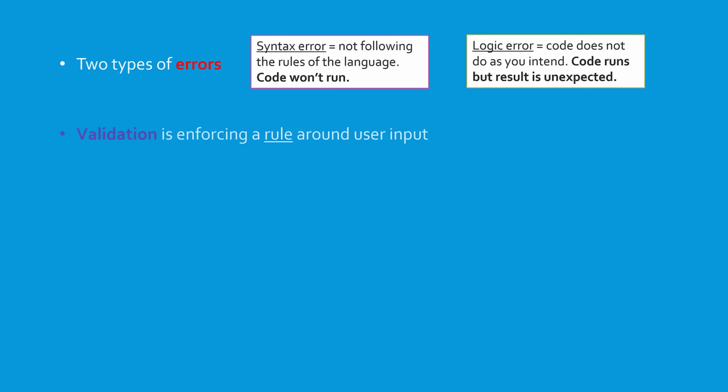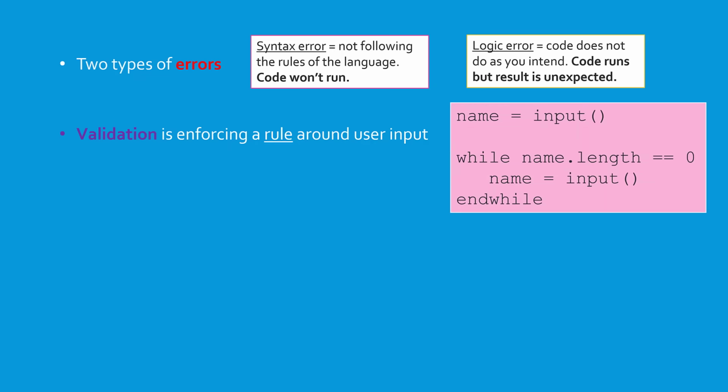And part of your defensive design should be validation. Validation is enforcing a rule around user input, and the rules can vary. Most often this will be a while loop, so you keep asking for user input until the rule is met. Here the rule is that the name has to be more than length 0. You've got to put something in, you've got to enter a value.